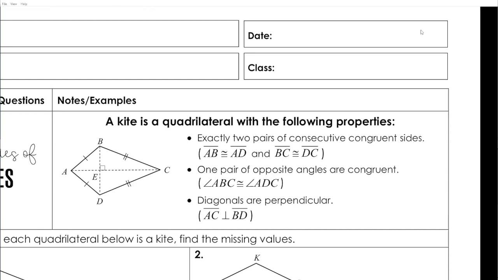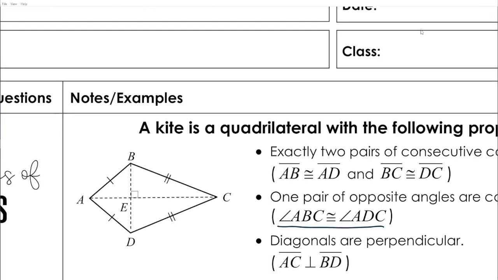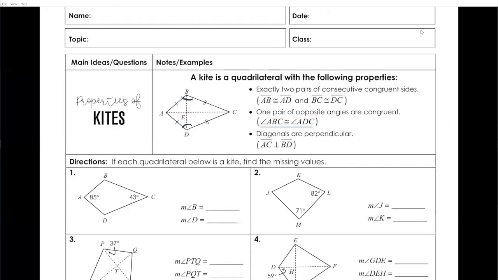Our one singular pair of opposite angles are congruent, and it's with the short side. So if you look at this, it says ABC to ADC. Those are your congruence pieces right there. It's always going to be on your short side. And then your diagonals are perpendicular, meaning they intersect at 90 degrees. Okay, so we look at this first one.